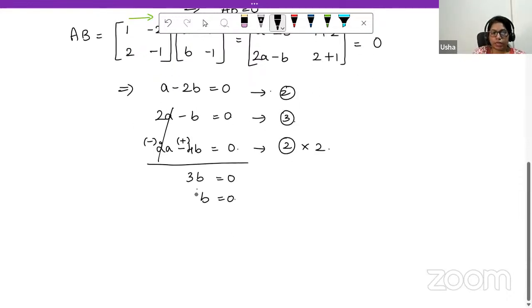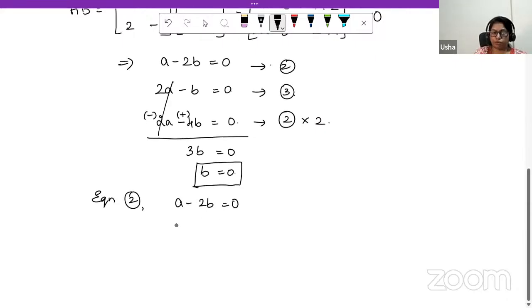Understood? Now we get B as 0. Substitute this in any one of these equations. So I will take equation 2. It is A minus 2B is 0. B is 0. Therefore, A is also 0. So in this particular question, A and B both are 0. Is this clear?